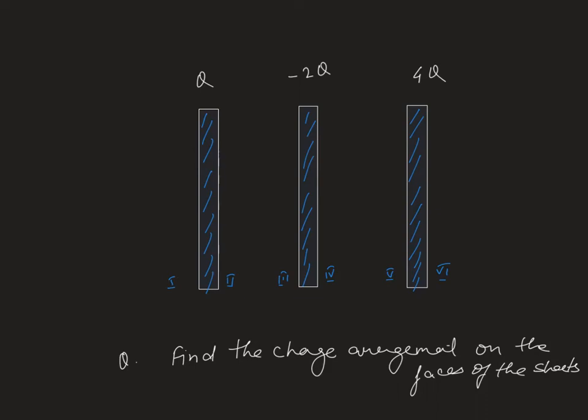So how do we distribute it? Let's see. First of all, we assume, since we don't know what is going to happen, and you cannot simply say that it is going to be half and half, because right now there are other charges also. If there was only one sheet, you could have easily said it's half and half, but it's not half and half in this case. So please don't start thinking that it is half and half.